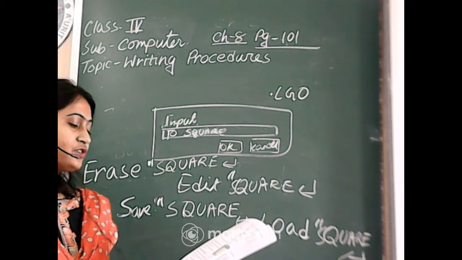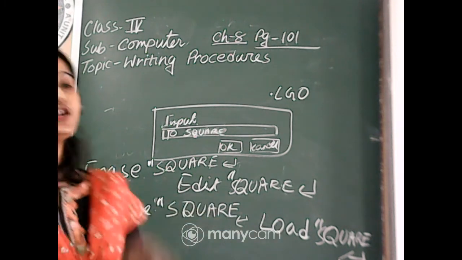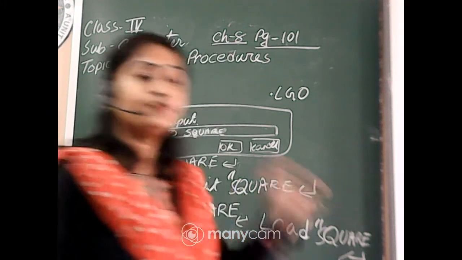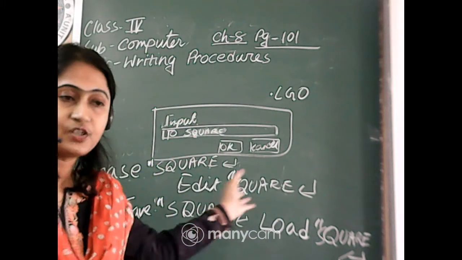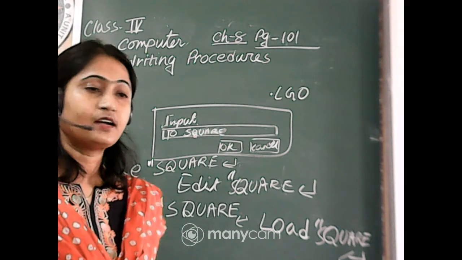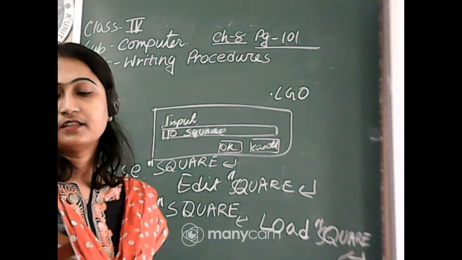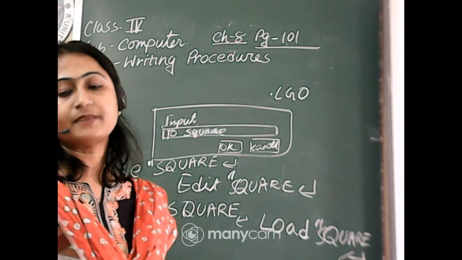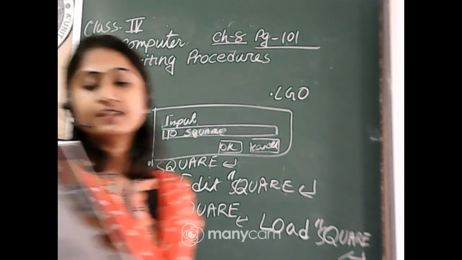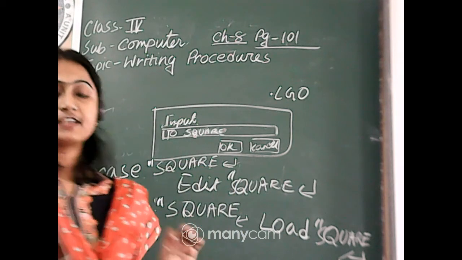After that, if you try to run the procedure, it will display an error message. Suppose you erase square, and now you want to run it, so you use load square. Then one error message will show: I don't know how to draw square. That means the procedure has been deleted.